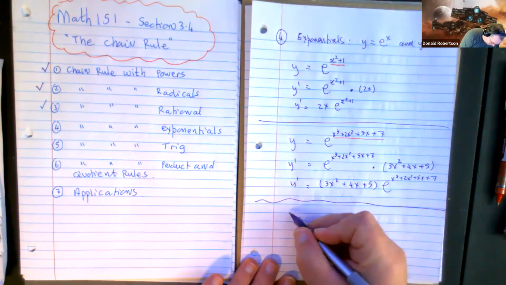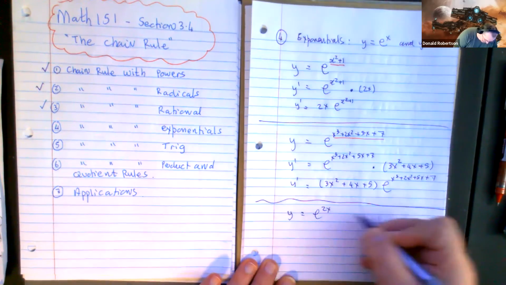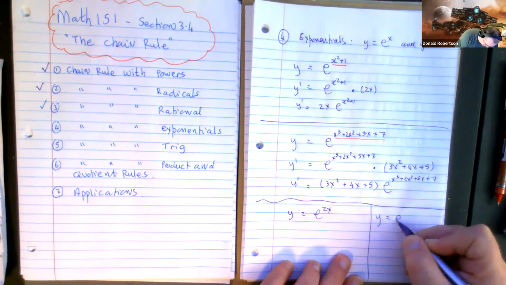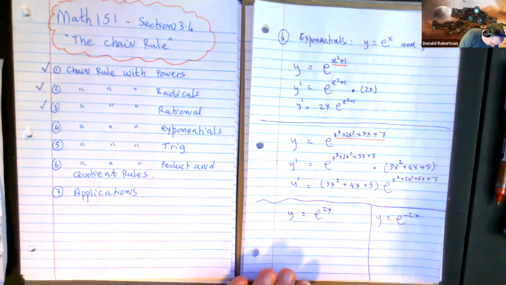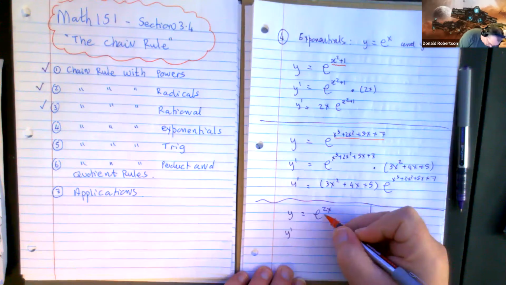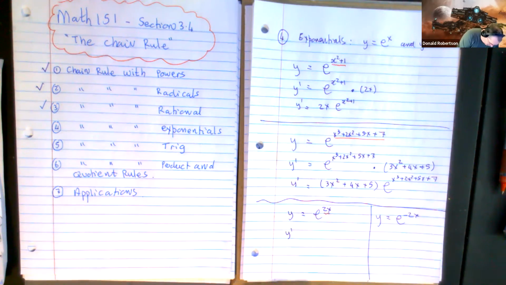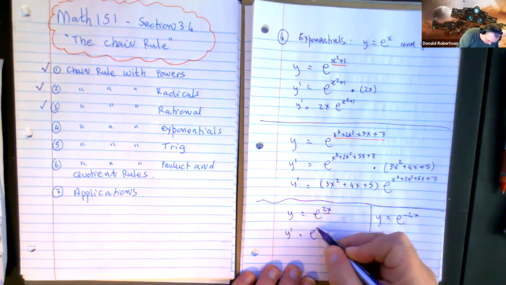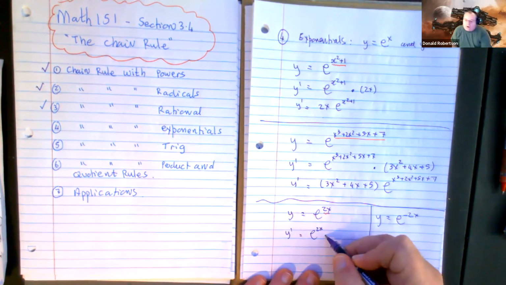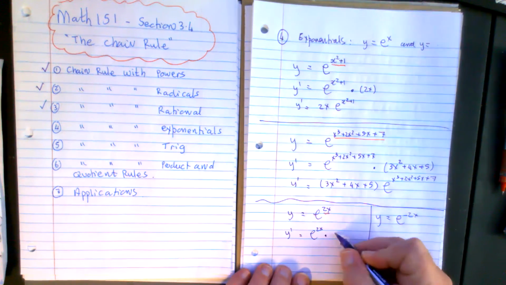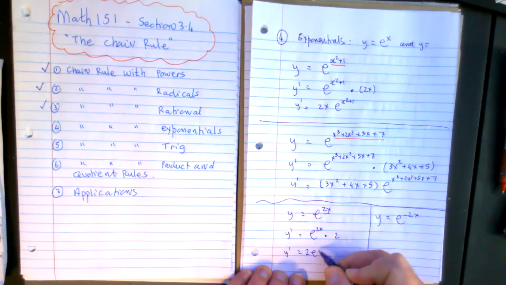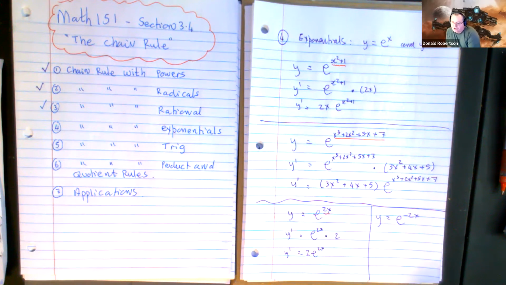So here's a couple of baby ones that can throw people. I'm going to differentiate e to the 2x, and then I'm going to do e to the negative 2x. Well, the inside function here isn't much of a function, it's just 2x. So e to the 2x, times what? What is the derivative of the inside function here? 2. So do you see that the derivative of e to the 2x is just 2 times e to the 2x?